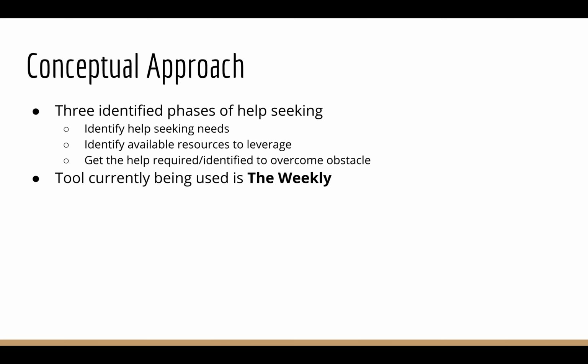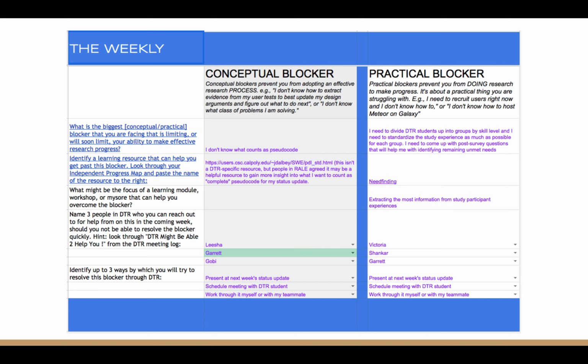The conceptual approach that I see towards self-directed help-seeking is breaking it down into three phases. One is being able to identify the help-seeking needs. Second, being able to identify available resources within your community that you can actually leverage to overcome the help-seeking need or problem you identified. And lastly, being able to get the help required to overcome the obstacle. The tool currently being used, as I mentioned before, is the Weekly, and in the next slide, I'll be showing you what it looks like.